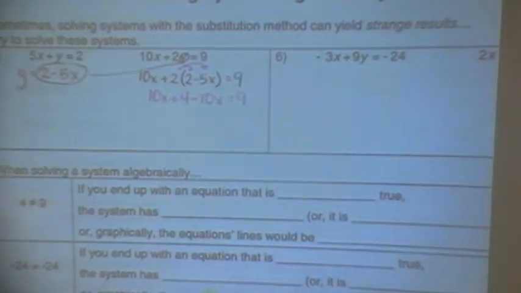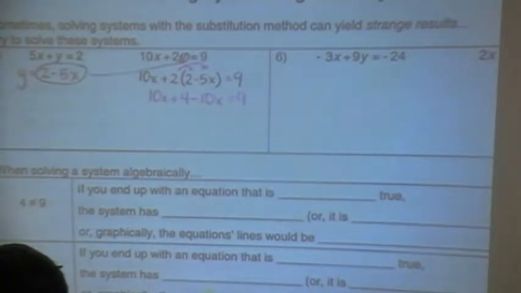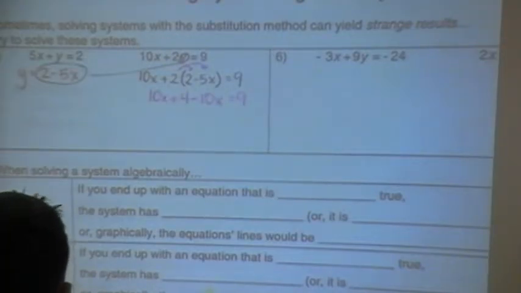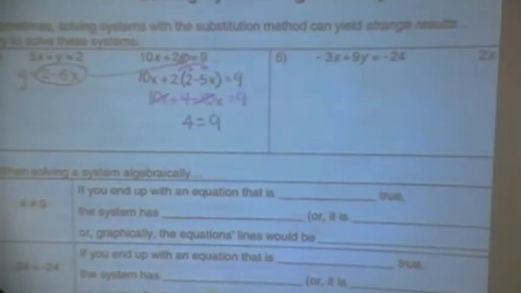Okay, so I've distributed my 2. So I now have 10x plus 4 minus 10x equals 9. So I'm going to combine like terms. So I have 10x minus 10x. Well, that cancels. 10x minus 10x is now nothing. So I'm left with 4 equals 9. No more x's. Does 4 equal 9? No solution. This one's no solution.